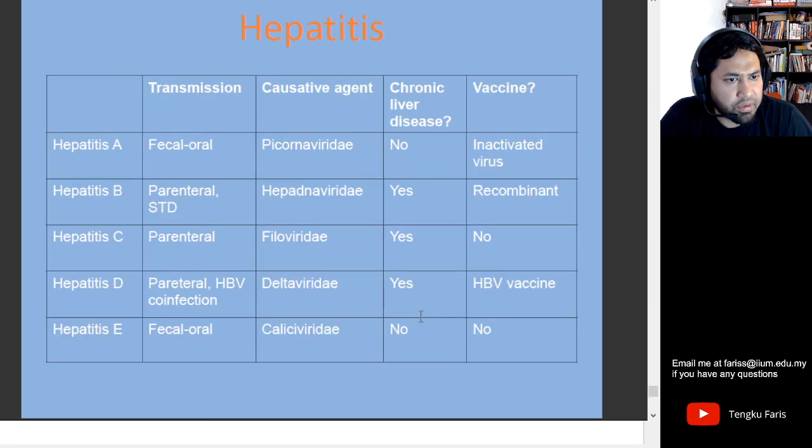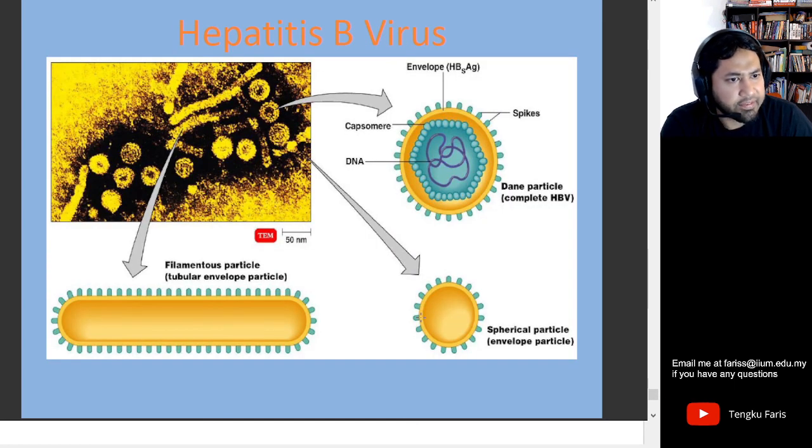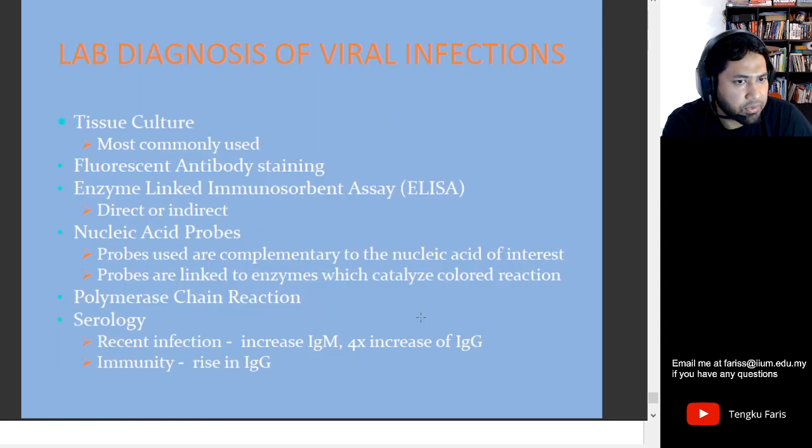Hepatitis, so you already know about this, and I already listed the transmission, the causative agent, whether they are chronic or not, and whether a vaccine is available or not. So this is an example of the Hepatitis B virus. You can see it's quite an elongated virus. This is the filamentous particle. They have tubular envelope particles. They have spherical particles too. So there are lots of different types of shapes.